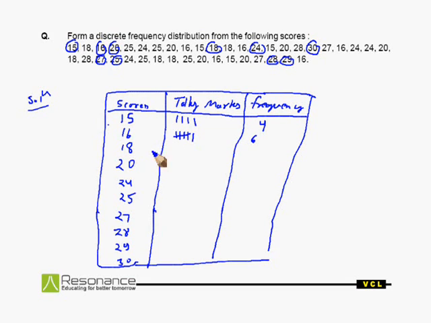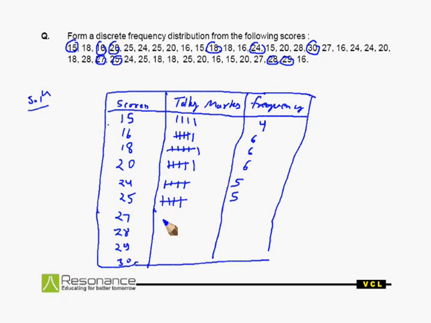In the same way, we can count the others. 18 occurs again 6 times: 1, 2, 3, 4, that is 5, and that is 6. Again we count 20. 20 also occurs 6 times. Now we count 24. 24 repeats 5 times. 25 also occurs 5 times.